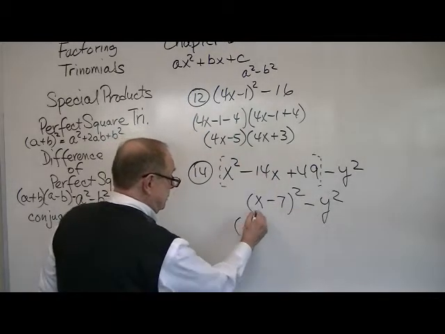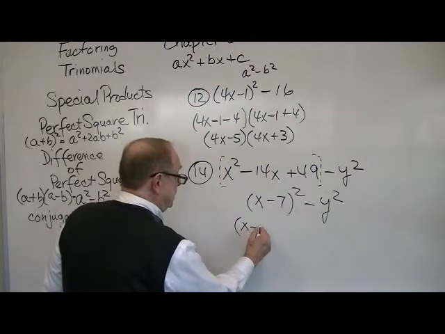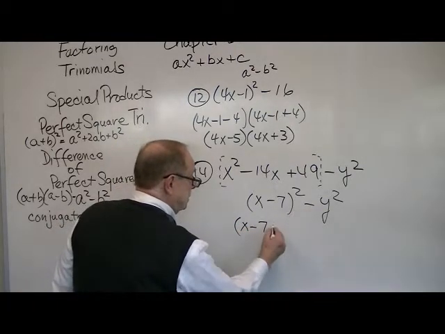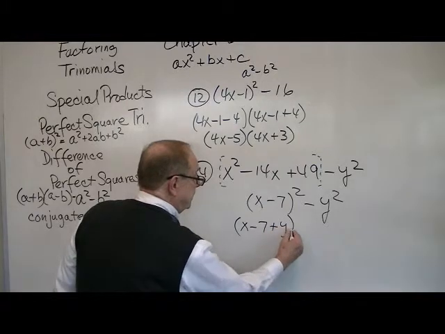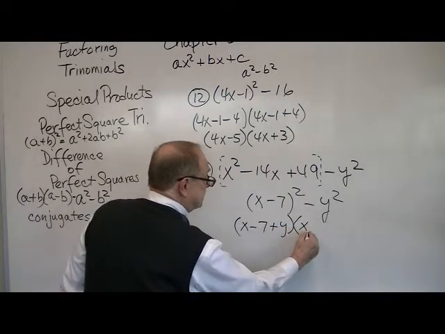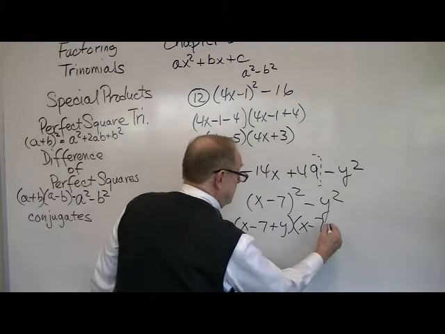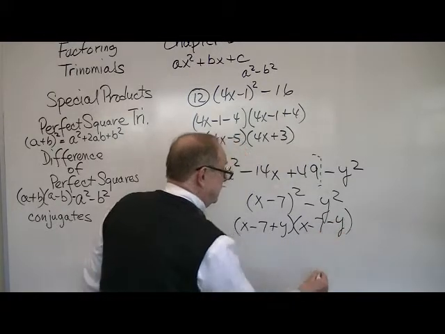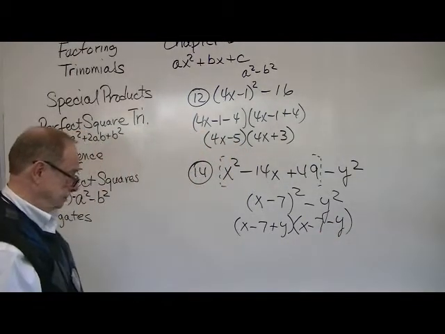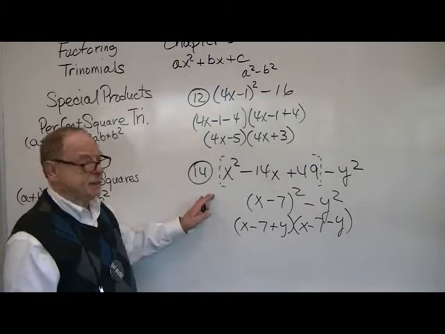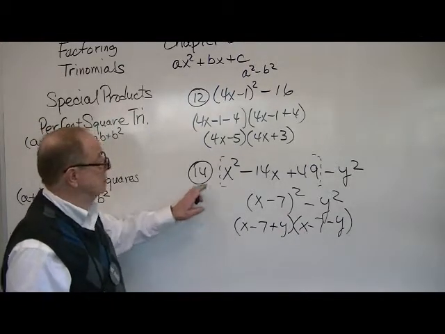So one will be x minus 7 plus y, and the other x minus 7 minus y. Again, this is a special product.